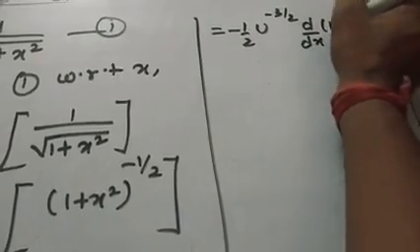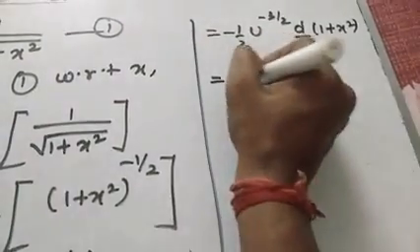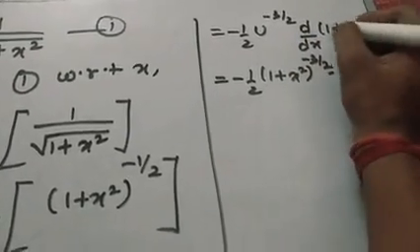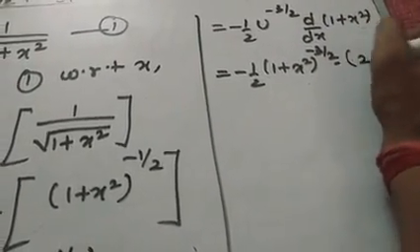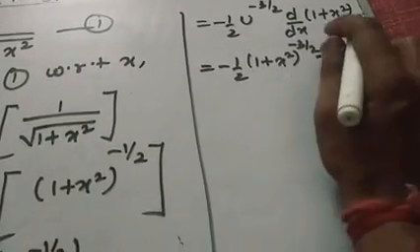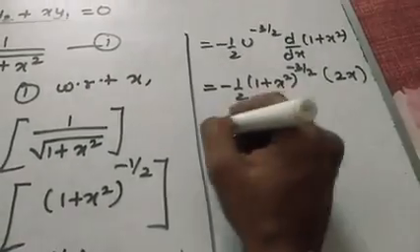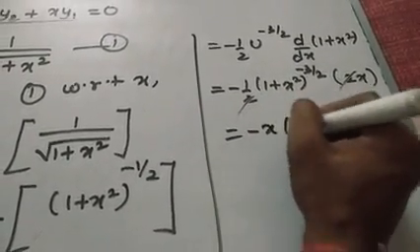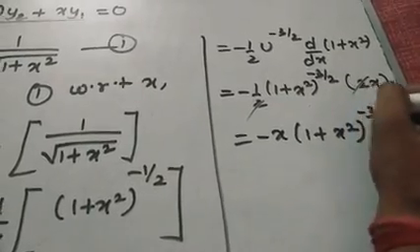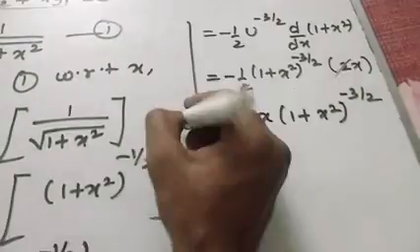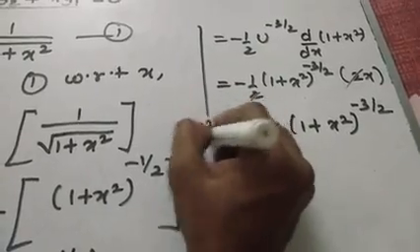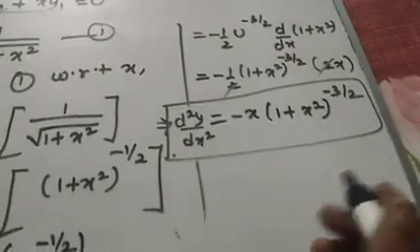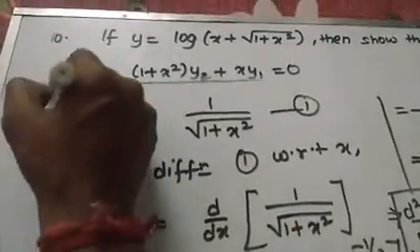d/dx of u means 1 plus x square, and u is your 1 plus x square to the power minus 3 by 2, and the derivative of 1 plus x square is 2x. We know that directly. Now here 2 and 2 cancel, minus x into 1 plus x square to the power minus 3 by 2. This is nothing but d2y by dx2. This is your d2y by dx2. This is your dy by dx.